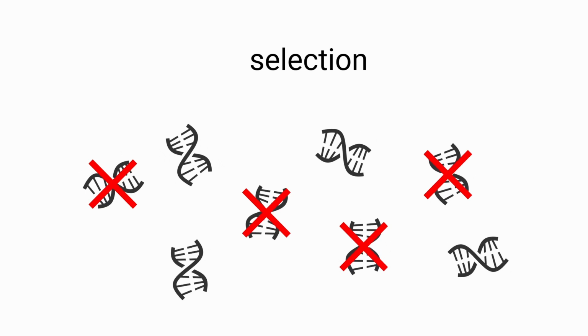Selection is the process of choosing the best individuals from the population based on their fitness values. Individuals with higher fitness have a better chance of reproducing. The selection process mimics natural selection, where the best adapted organisms have a greater chance of survival and passing on their genes.